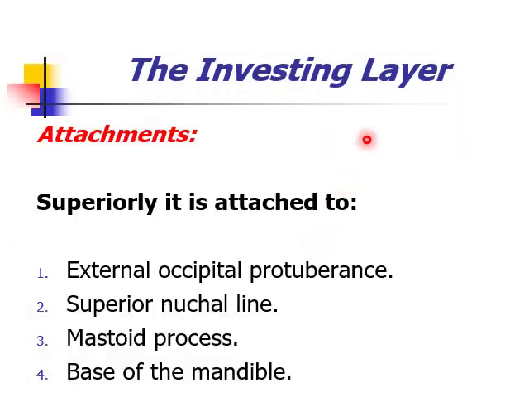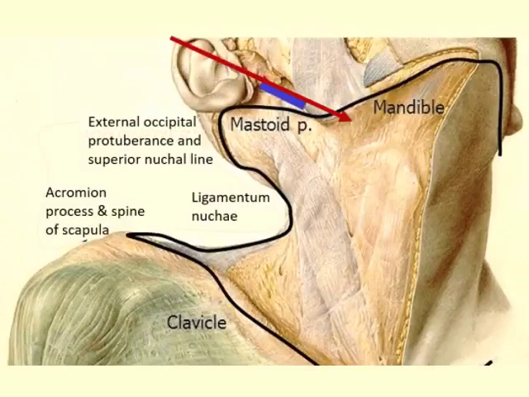This investing cervical fascia has got attachments. Superiorly, it's attached to the external occipital protuberance, the superior nuchal line, the mastoid process, along with the base of the mandible. This is the extent of the investing cervical fascia and its attachment. As you see, it's attached to the uppermost part.